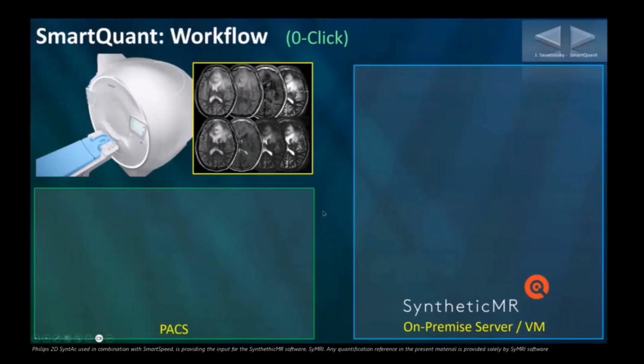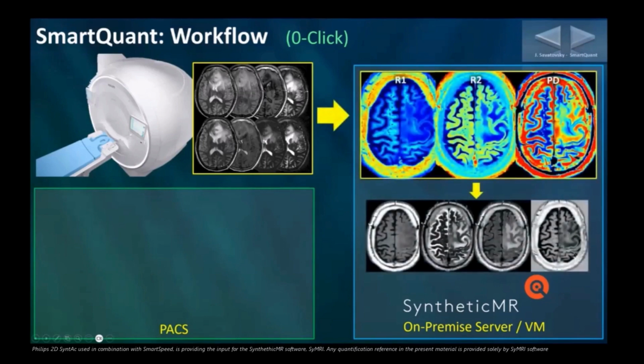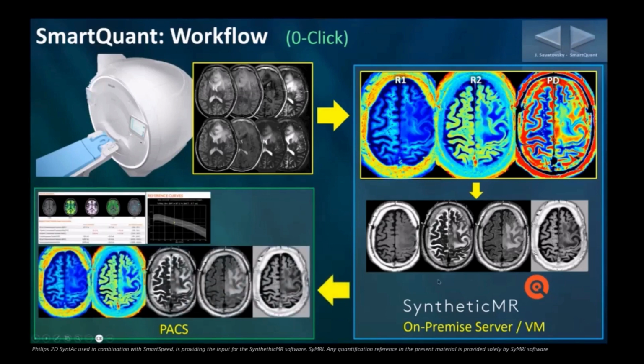So the workflow is very important with this software, and hopefully with synthetic MR, the workflow doesn't require any additional click either for the technicians or for the radiologist. The images will automatically go through an on-premise server, and the on-premise server, within usually less than 1 minute, will generate everything. You can set up what you need in terms of synthetic weightings, and then it will automatically send everything to the PACS.